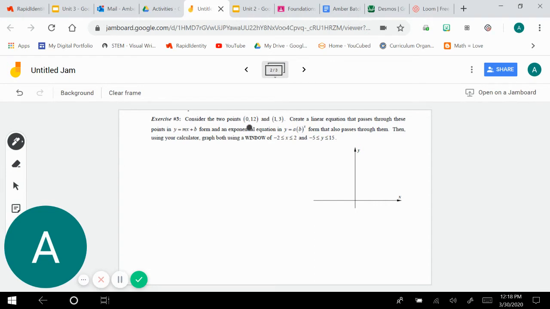Okay, so right here we have two points, (0, 12) and (1, 3). And they're asking us to create a linear equation and an exponential equation that goes through both of these 2 points. Linear is pretty easy for us. We've done this. So remember, to find our slope or our rate of change, I like to make a little table. This is x and y. So (0, 12) and (1, 3).